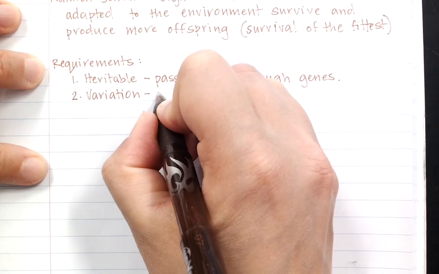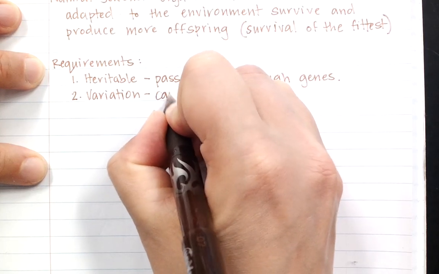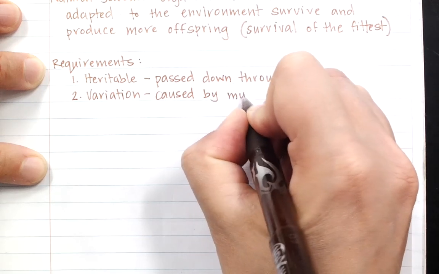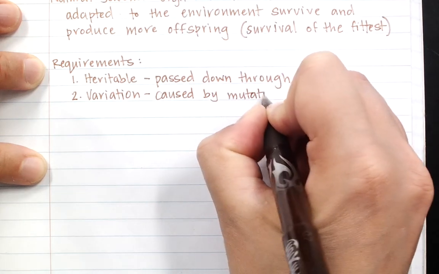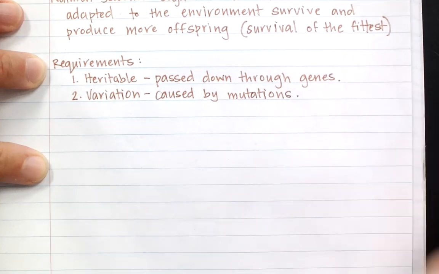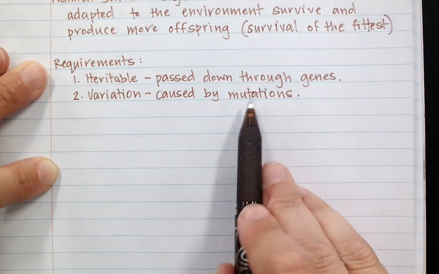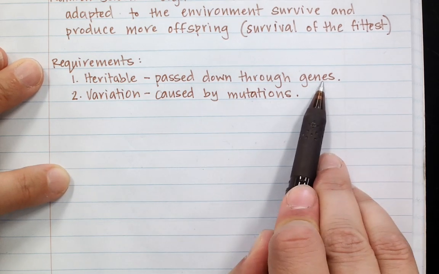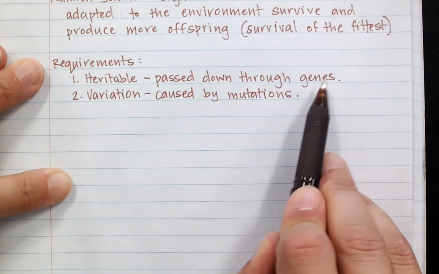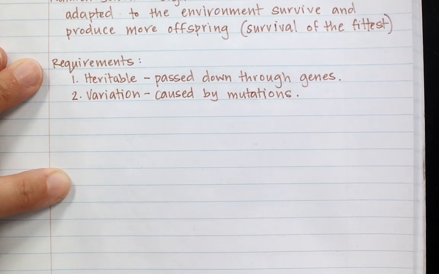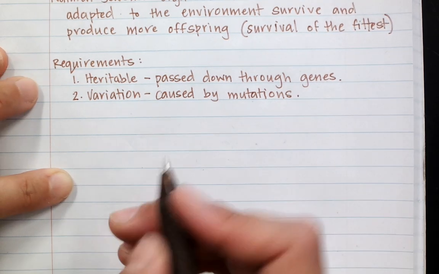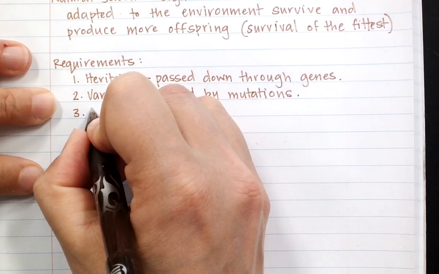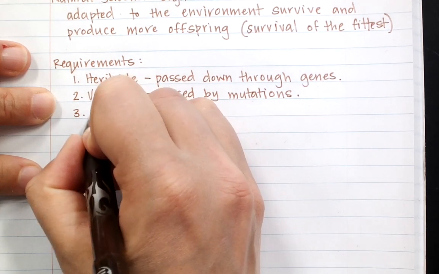And variation is caused by mutations. So remember that mutations are happening to our DNA. Thus, our variation is happening inside of our genes, and then those genes are passed on to the offspring. All right, number 3. There has to be some sort of an advantage.